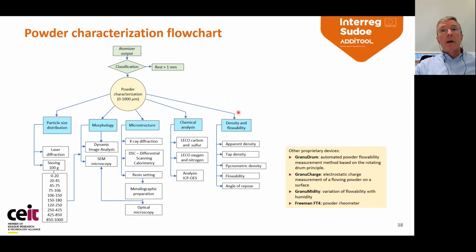And finally, you want to know what the bulk properties of your powder are, density and flowability, which are important properties like apparent density, tap density, pycnometric density, flowability, and angle of repose. There are very established and simple procedures and machines to do these measurements. And there are other proprietary devices that measure complementary properties like flowability, and you have the rheometer, etc.